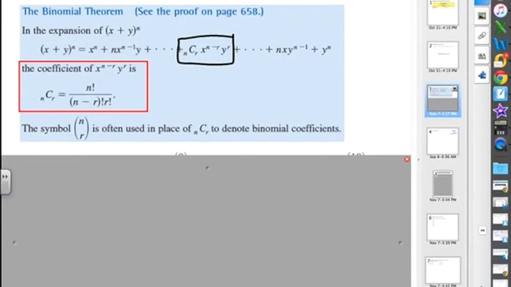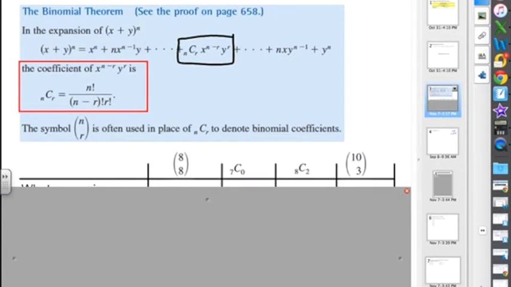Let's take a quick look at some examples of coefficients. And I want to actually practice identifying a few things about these coefficients.